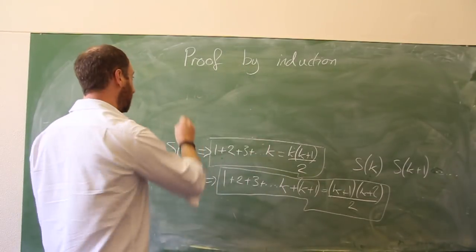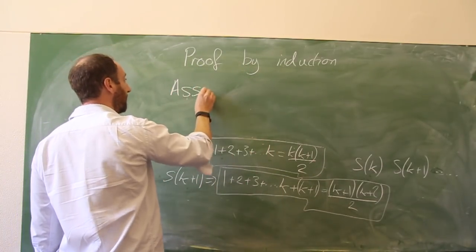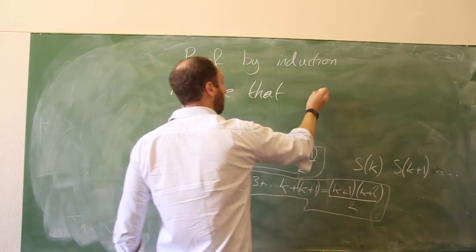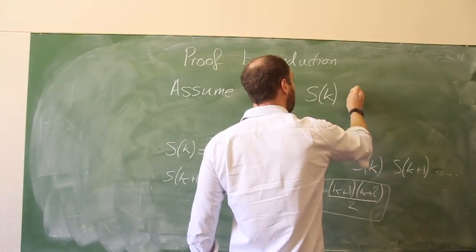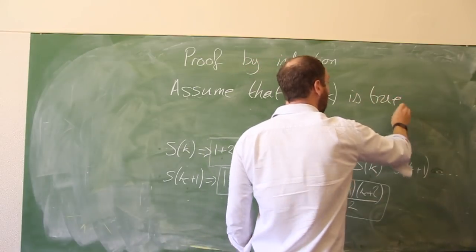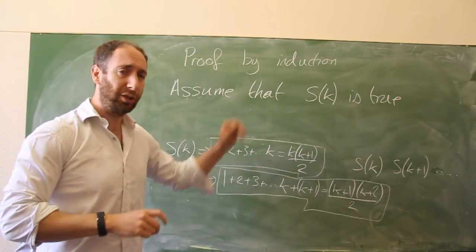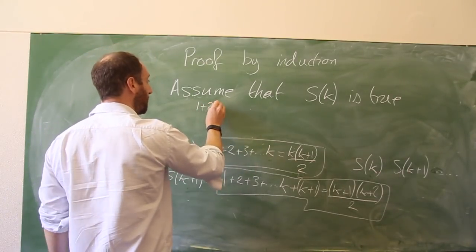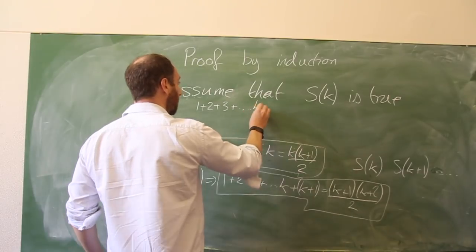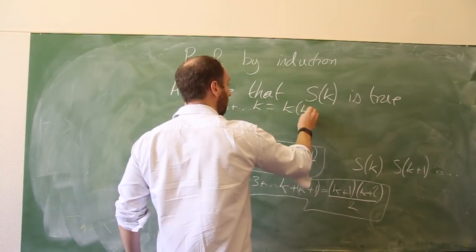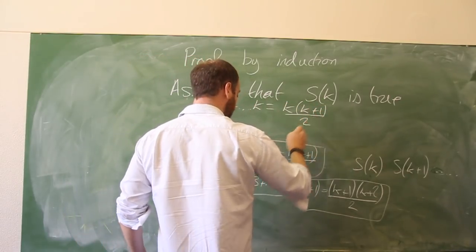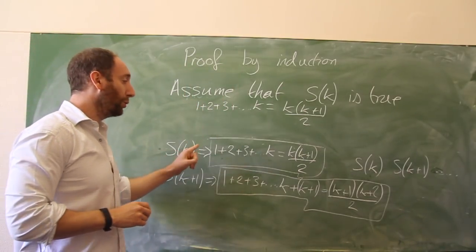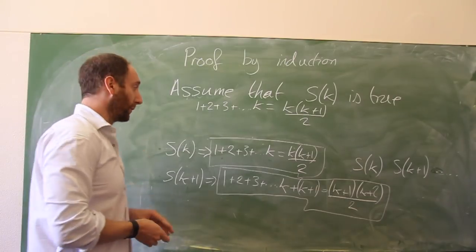So the next step is to assume that statement k is true. We're not proving that it's true, we're just saying, let's assume that it's true. That is, we assume that 1 plus 2 plus 3 plus dot dot dot k is equal to k(k+1)/2. Can we use that now to prove that S(k+1) is true?